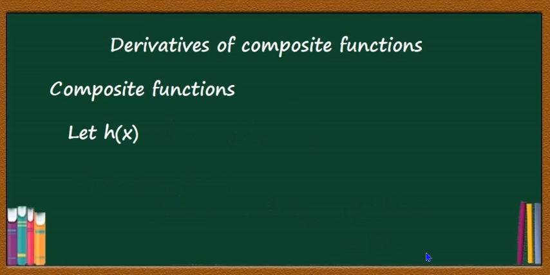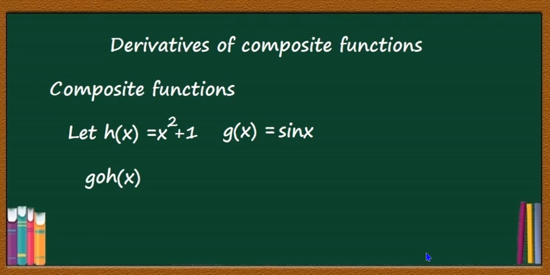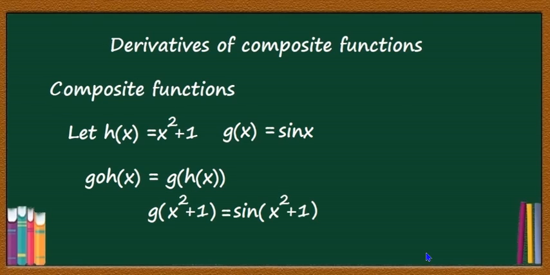Let us take another function, that is h of x equal to x square plus 1 and g of x equal to sin x. And now what is g composite h of x? That's equal to g of h of x. What is h of x here? X square plus 1, g of x square plus 1. That's equal to sin of x square plus 1. And now it is not so easy to find the derivative as earlier. And to find the derivative of this, we will use one method that is called chain rule.